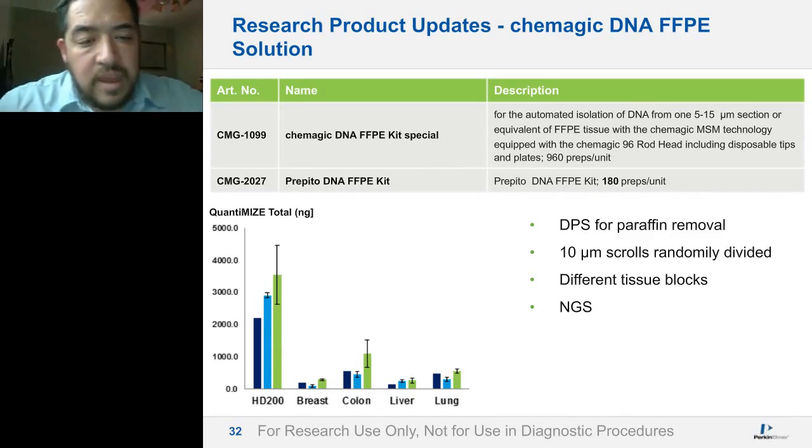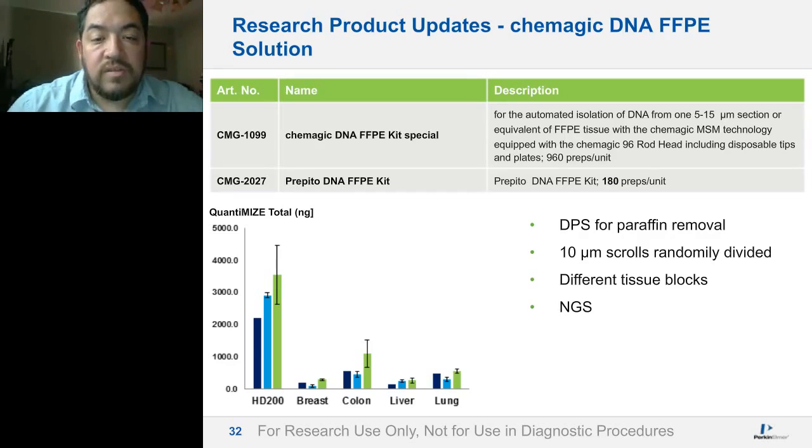We have our high throughput system using the chemagic MSM1 or 360, and our kit number 1099 shows the automated isolation of DNA from 5 to 15 micron sections of FFPE tissue using the 96 rod head. As I pointed out, the 96 rod head is what we use for the isolation of paraffin-embedded tissue.